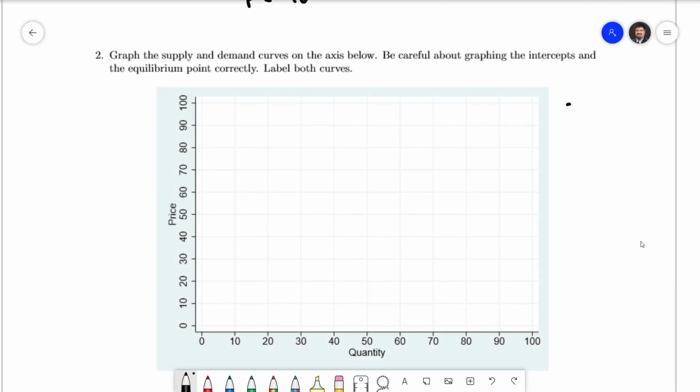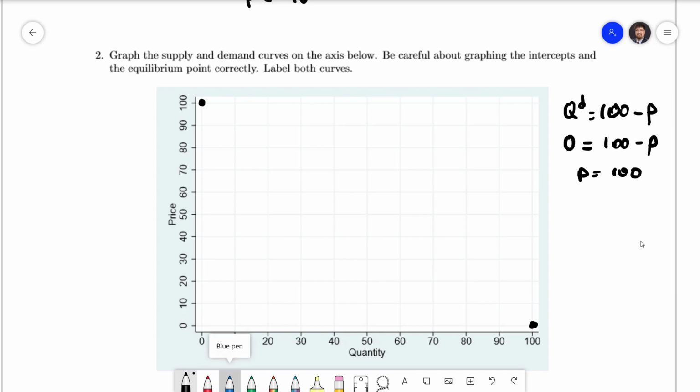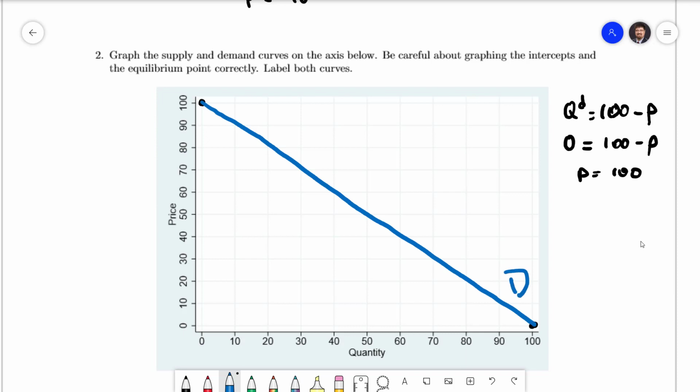Just to keep these in mind, our demand function was Qd equals 100 minus p. The easiest way to graph the demand function is to find the intercepts. So if p is 0, then we're going to have quantity of 100. Next, what would the price have to be to drop the quantity to 0? Well, we can do that by plugging in 0 equals 100 minus p, and so p would need to be 100. That gives us this point right here. I always use a blue line for the demand function. I'll connect those up. Label that with a D.